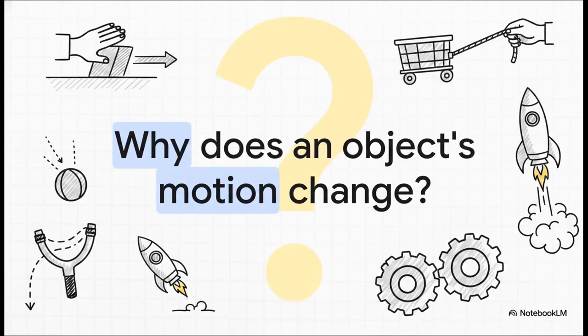So think about this. Why does an object's motion change? I mean, we can easily describe how fast something is moving, right? Or whether it's slowing down or speeding up. But just describing it doesn't really answer the ultimate question of why it started moving in the first place, or why it stopped. That right there is the core mystery we're solving today.